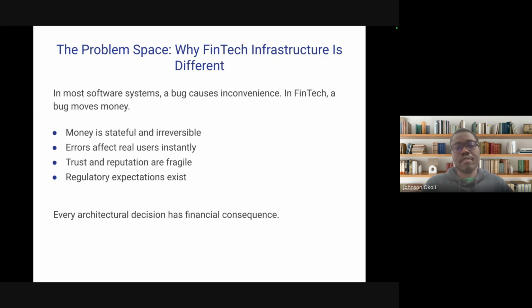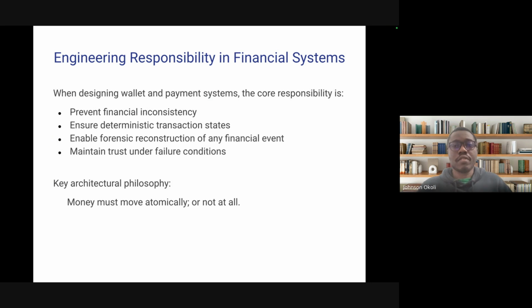Also, errors tend to affect users instantly in real time, and this makes trust fragile and leaves the company's reputation open to attack from opponents. The fintech system is strictly governed by regulatory expectations that need to be met. Then every decision has a financial consequence, in the sense that every action has its own consequence. Every architectural decision you make affects the system. Engineering responsibility in financial systems.